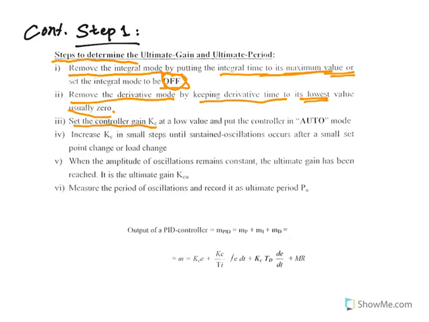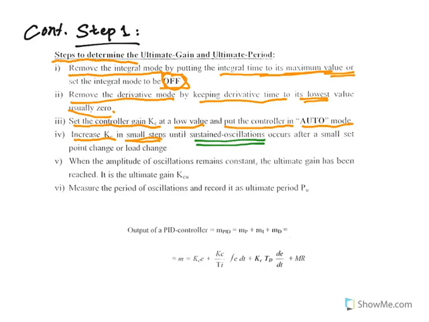Third is to set the control gain Kc at a low value and put the controller in auto mode. So we have to set the controller gain to a lower value and put the controller in auto mode. Then we have to increase the gain in small steps, gradually, until sustained oscillation, like what we have seen before, after a small set point change or load change.